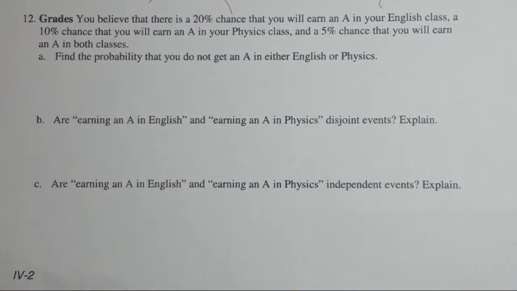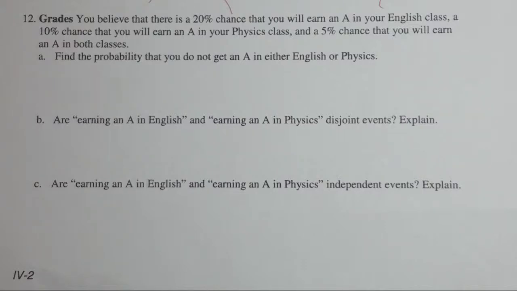You believe that there's a 20% chance of getting an A in your English class. There's a 10% chance of getting an A in your physics class, and a 5% chance you'll earn an A in both classes. Find the probability that you do not get an A in either, meaning you don't get an A in English and you don't get an A in physics. That's a weird way of putting it.